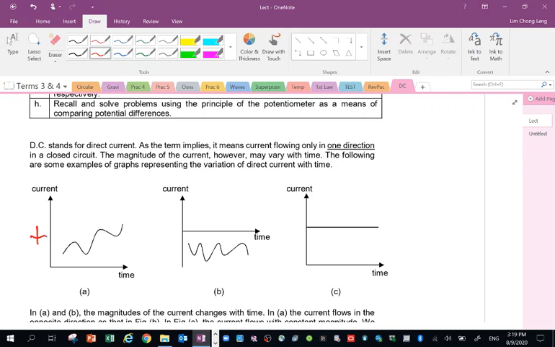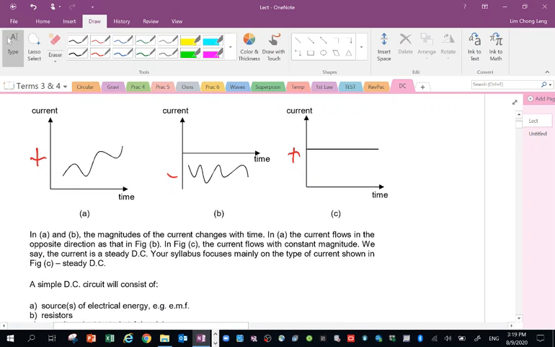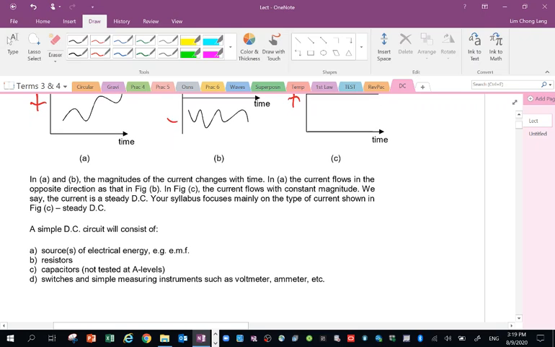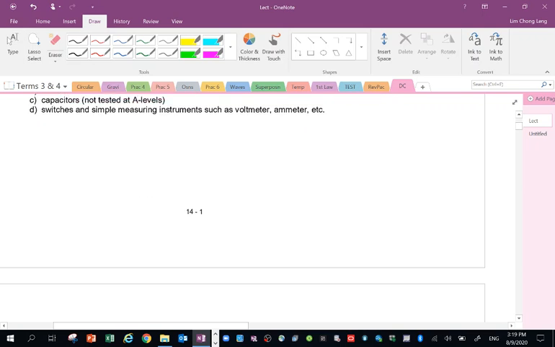Now for the second graph, I have a negative direction. Magnitude is changing, direction is always negative. And the third one, direction is positive, magnitude is constant. So a direct current simply means that the current flows in one direction in the circuit. Now, a simple DC circuit consists of sources of electrical energy, for example, a battery source, resistors, as well as switches, and simple measuring instruments such as voltmeter and ammeter.